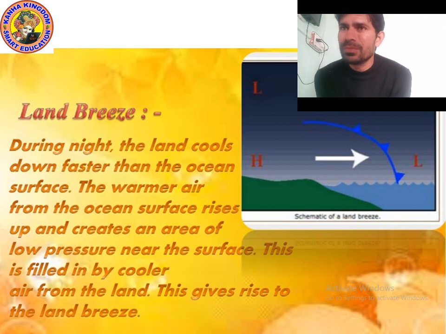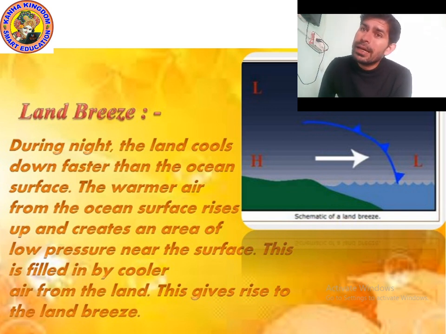That's why the air over the ocean surface is warm and will rise up. When the air rises up, it will create a low pressure area near the surface. So this low pressure zone will be filled by the cooler air which is on the land, because land gets cooler faster than water during night.